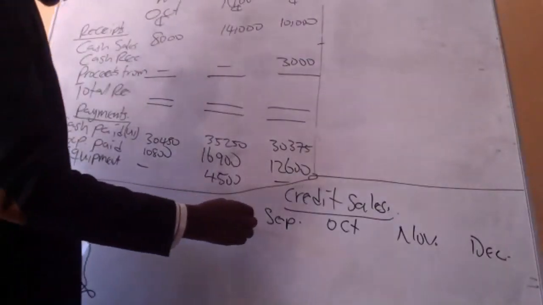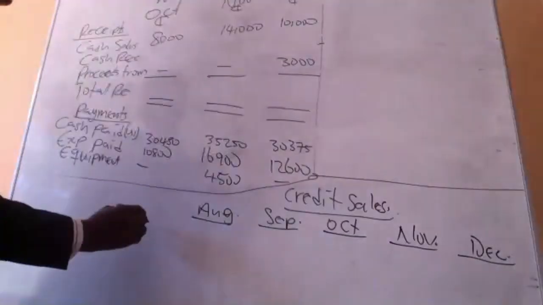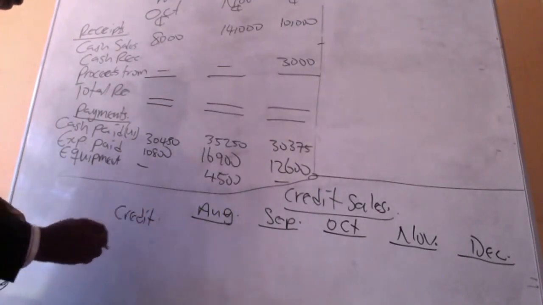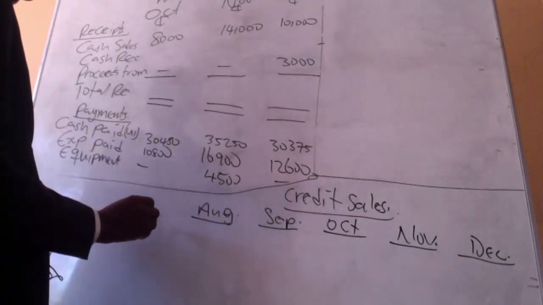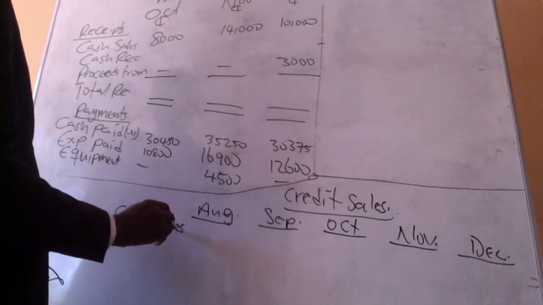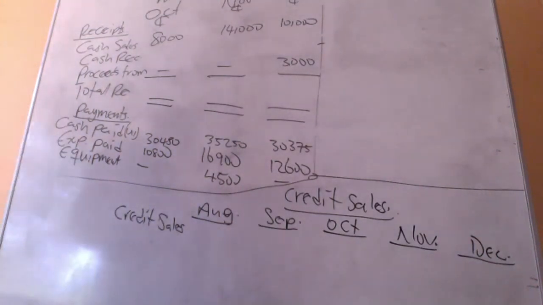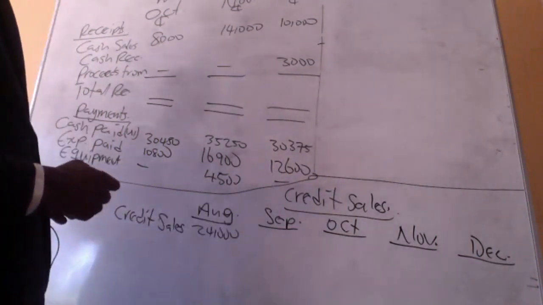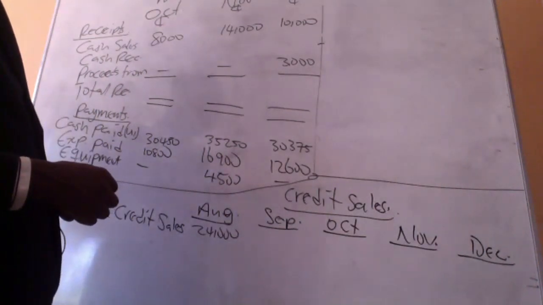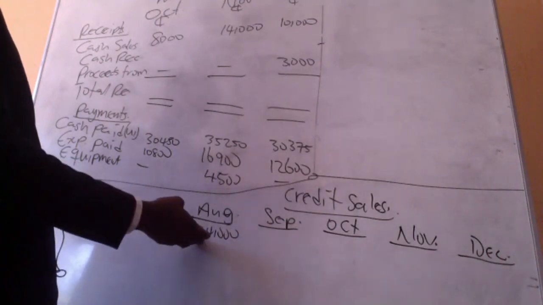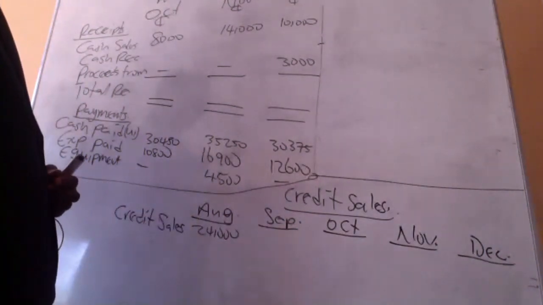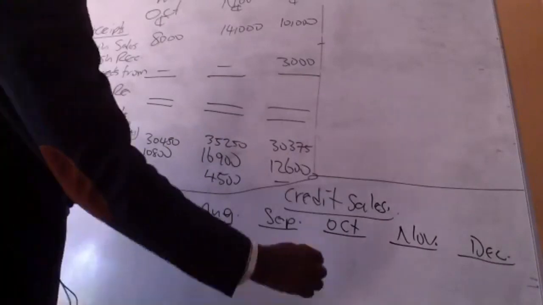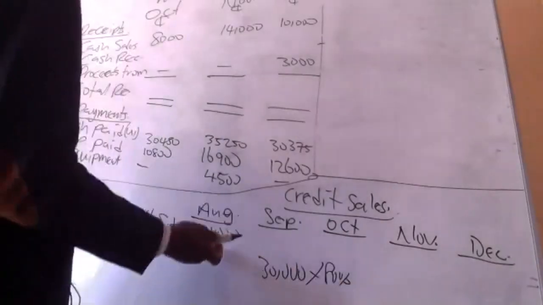So sales are 80% credit. Just click the calculator and find 80% of each month's sales for me, and that will be the credit sales. The total sales for August is 30,000, so 30,000 by 80% should give us 24,000.